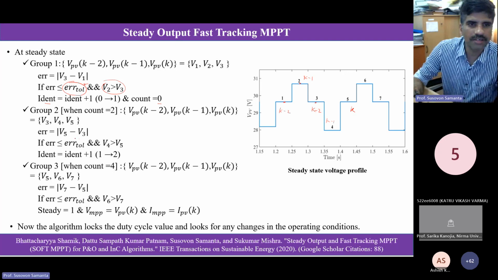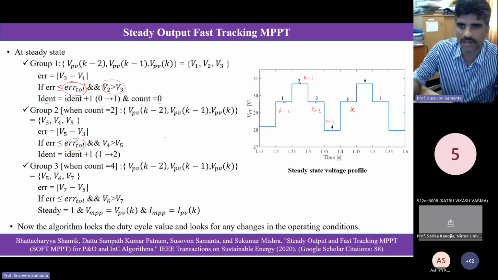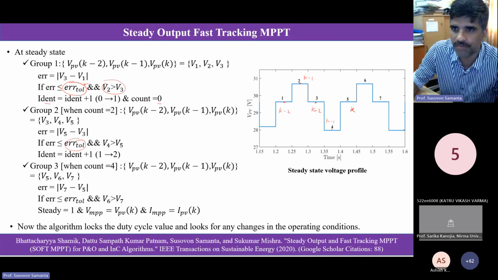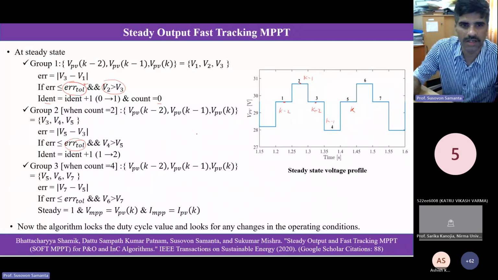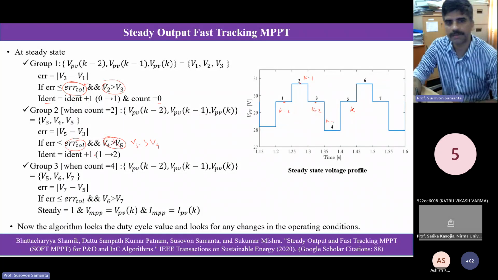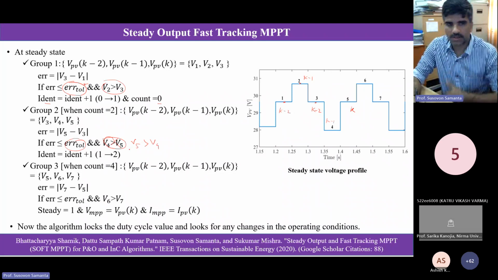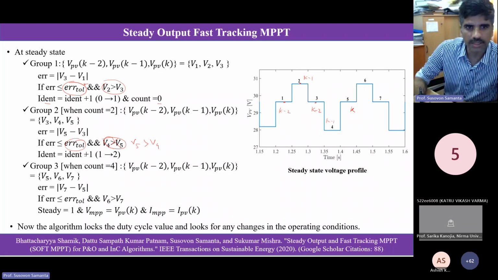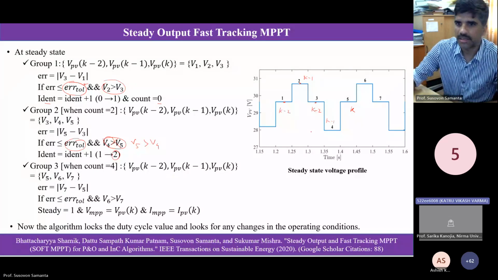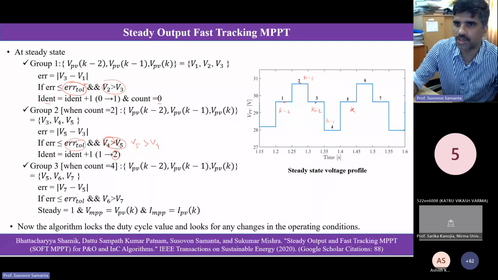And if this is less than the error tolerance, and V4 is, sorry, it is wrong. Actually, I should take V5 is greater than V4. Okay, so this is wrong. Then I am seeing another pattern. So I can increase my ident to 2. And now, so this is count 2. Now I will go to count 4.